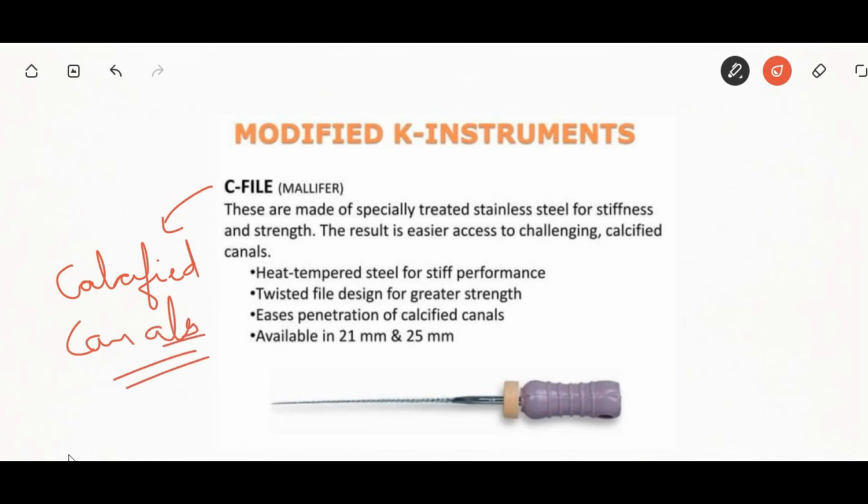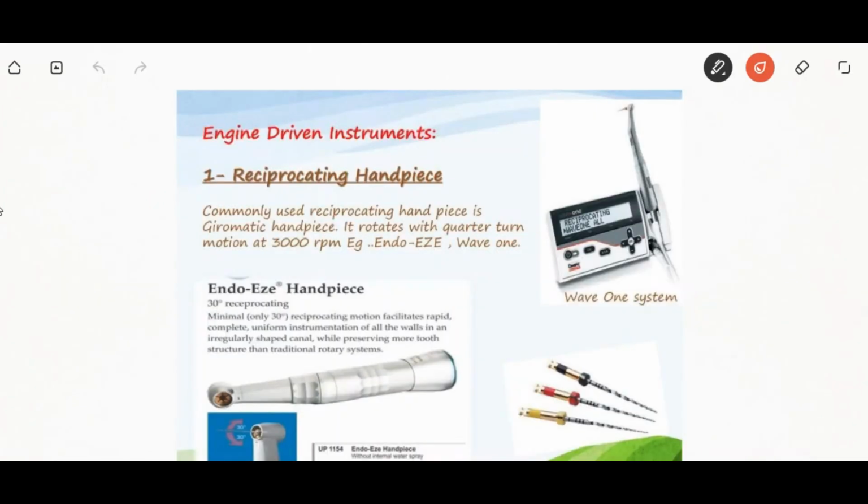Other is the golden medium file. It was described by Vinay. It is used for the narrow canals.